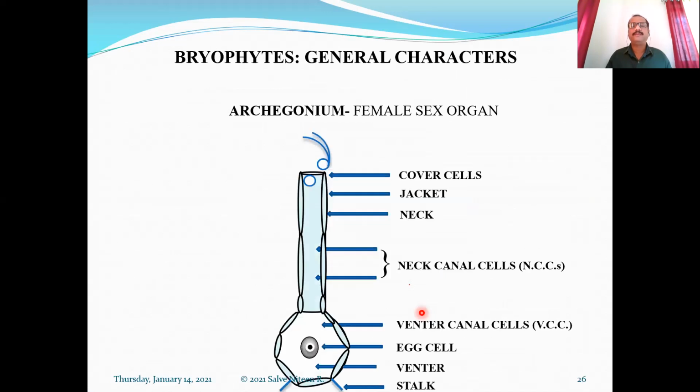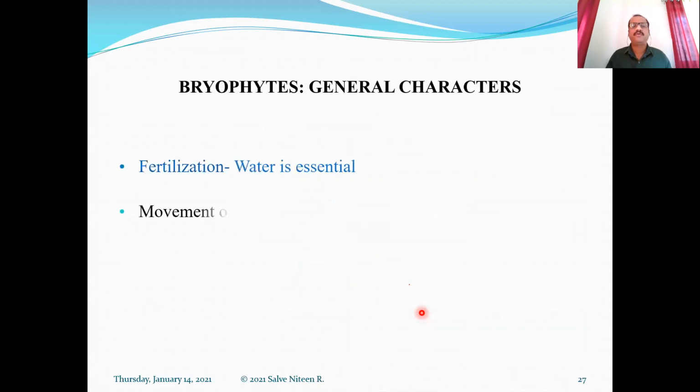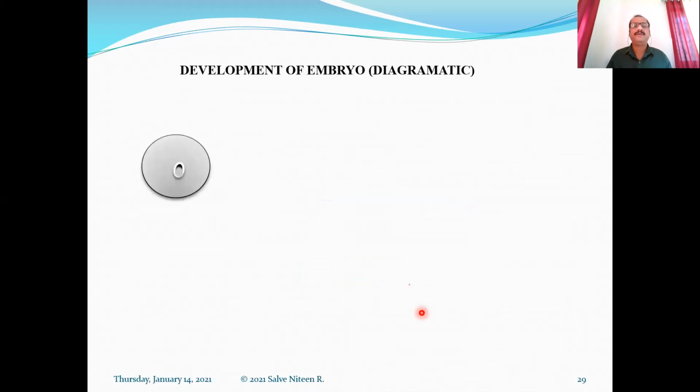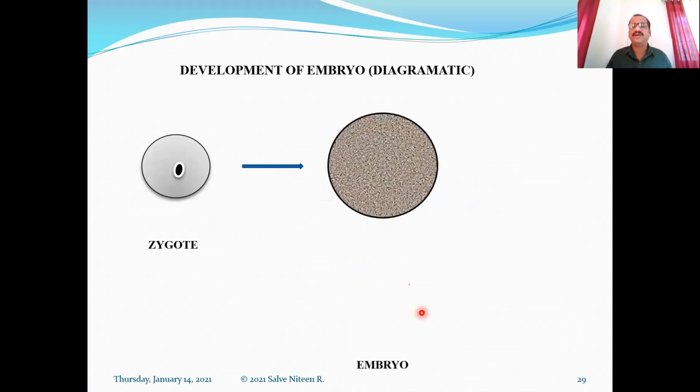The important point: fertilization results in zygote formation. Zygote gives rise to embryo, and embryo produces the sporophyte. You can see here the zygote. Zygote is a product of male and female gamete. This zygote is a unicellular, uninucleate diploid structure. It produces a multicellular structure called the embryo.